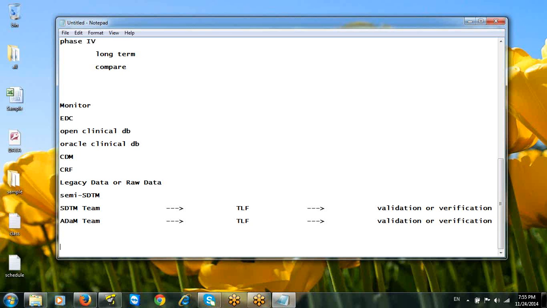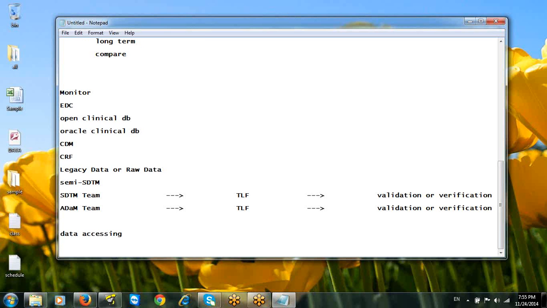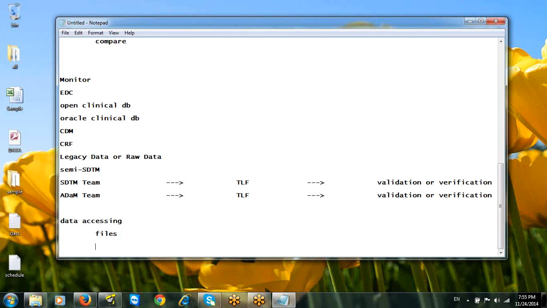But I can explain the same thing in another way. We have data accessing. We will access the data. Even though they maintain the data in databases, mostly the data will come to us as a file or in MS Access. Mostly the data will be in Excel and Access. Even though they maintain the data in the Oracle Clinical database, the majority of the data will come to us as a file or database, mostly in Excel or an Access database.